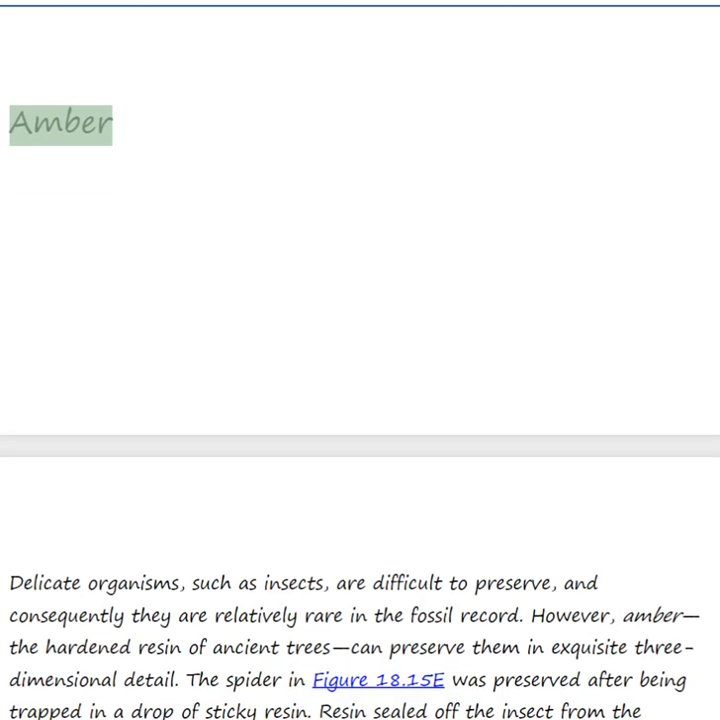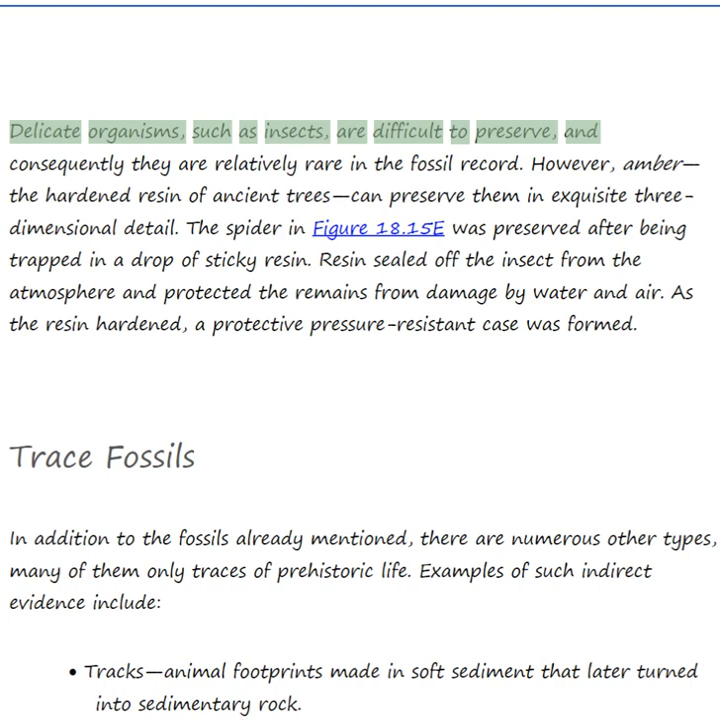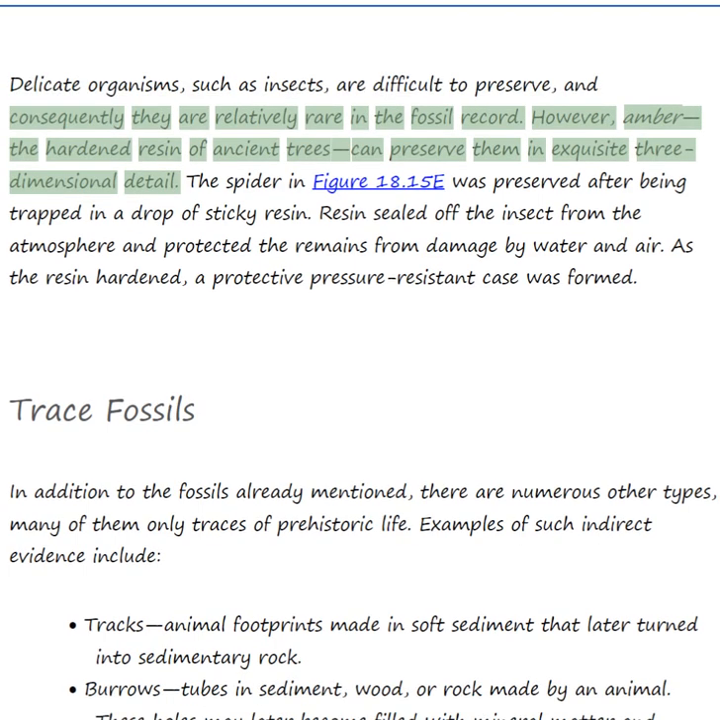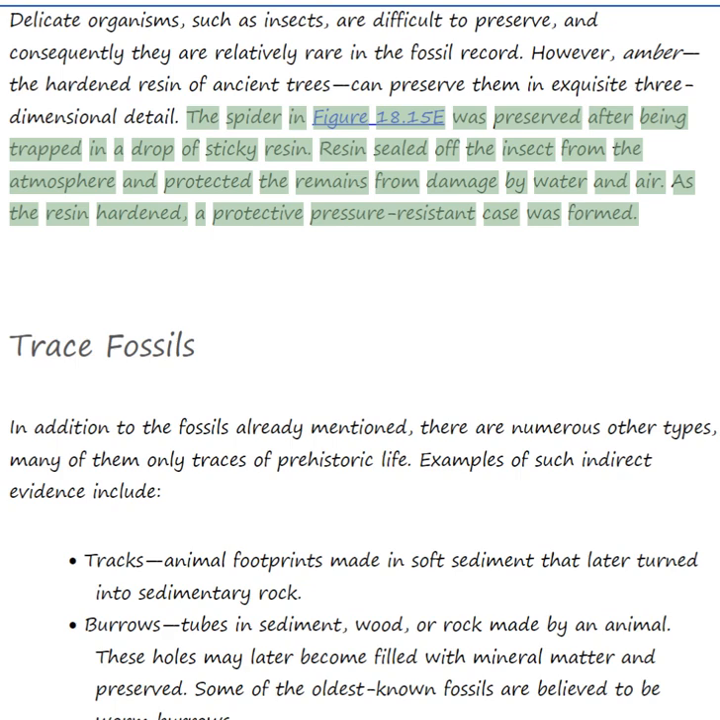Amber. Delicate organisms, such as insects, are difficult to preserve and consequently they are relatively rare in the fossil record. However, amber, the hardened resin of ancient trees, can preserve them in exquisite three-dimensional detail. The spider in figure 18.15e was preserved after being trapped in a drop of sticky resin. Resin sealed off the insect from the atmosphere and protected the remains from damage by water and air. As the resin hardened, a protective pressure-resistant case was formed.